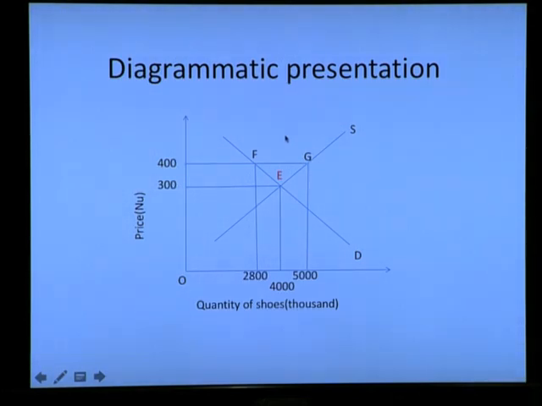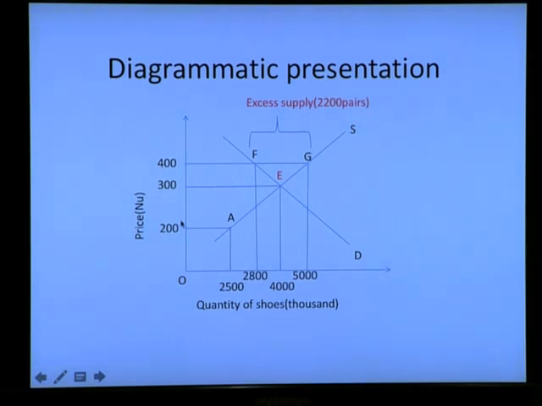The excess supply is indicated by the distance between point F and point G. So the excess supply is by 2,200 pairs of shoes. So as I explained earlier, when there is excess supply, the price is going to decrease. The price will decrease.